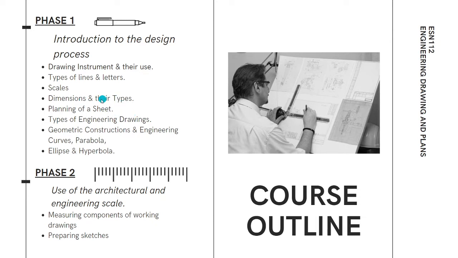Okay, then we would be talking about scales, then dimensions and their types, and the planning of a sheet. Okay, you will understand it as we go on with our subject. Then the types of engineering drawings, this was highlighted earlier. Then finally, the geometric constructions and engineering curves and parabola. So there we start drafting.